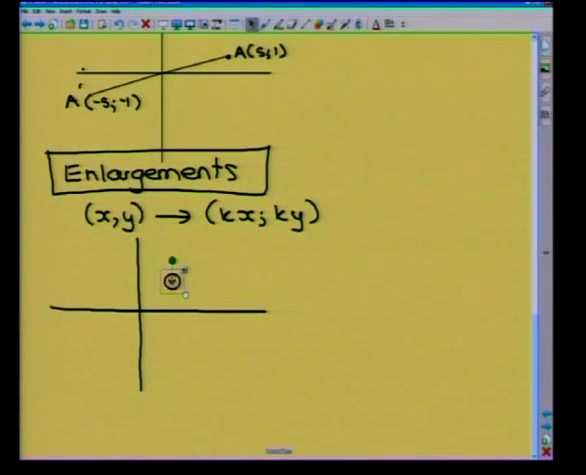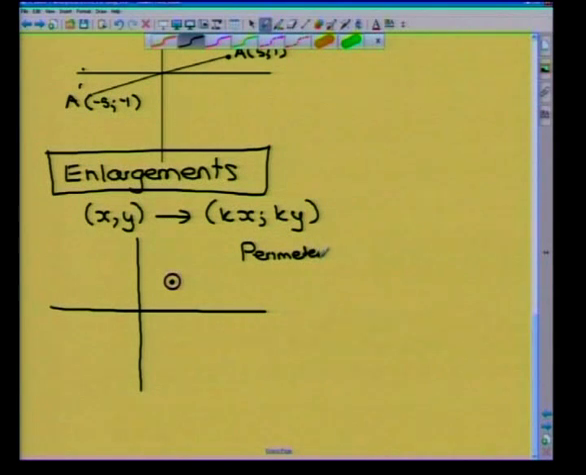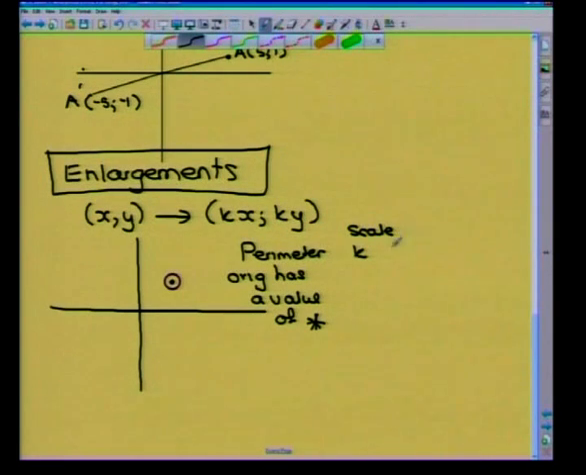So you can see that that would cause a little complication. Now, all we need to remember with this is that if we are dealing with the perimeter of a figure and the original has a value of star, and we've scaled by a factor k, then the new perimeter will be k star, whatever that star might be.